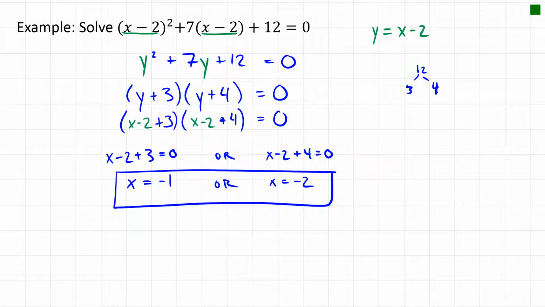And this saved a lot of effort because another way to solve this would have been to FOIL out this bracket and multiply out the 7 times x minus 2 and then rearrange everything into a quadratic equation and solve it from there. But with a quick substitution, it made our lives a lot easier.